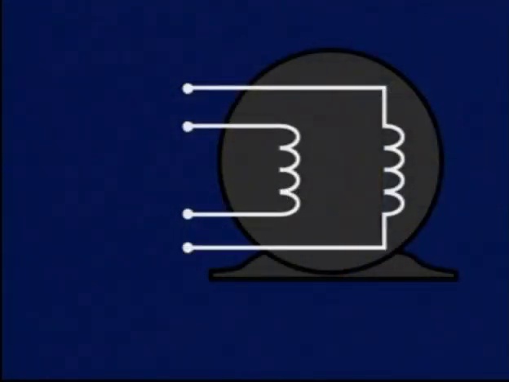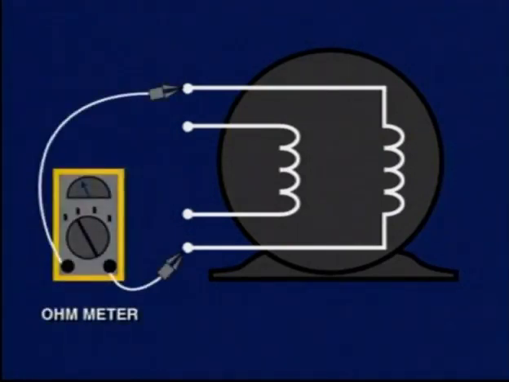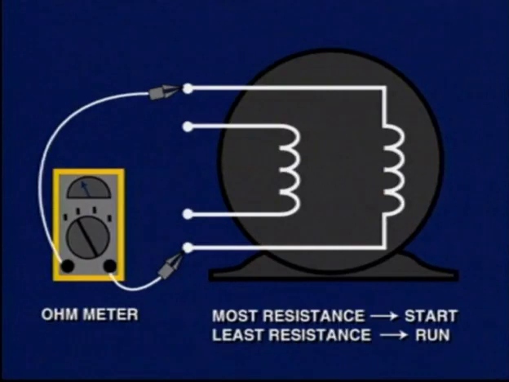If, when troubleshooting, you cannot tell immediately which one is the starting and which one is the run winding, you may place an ohm meter and measure the resistance of the two windings. The one with the most resistance reading will be the start winding because it has more wire turns than the run winding.